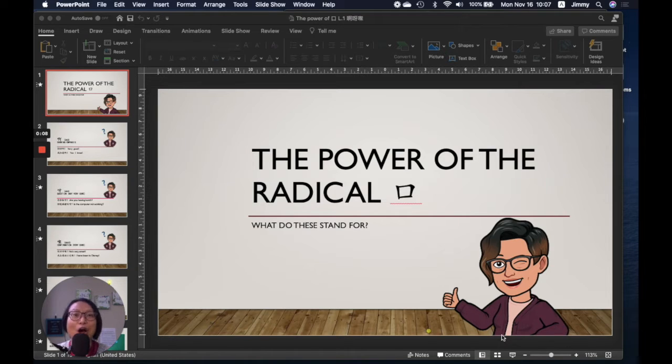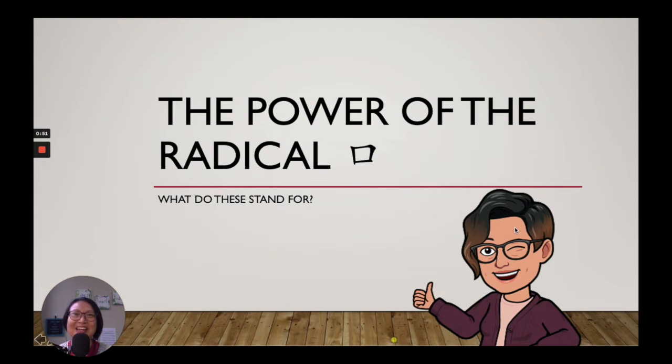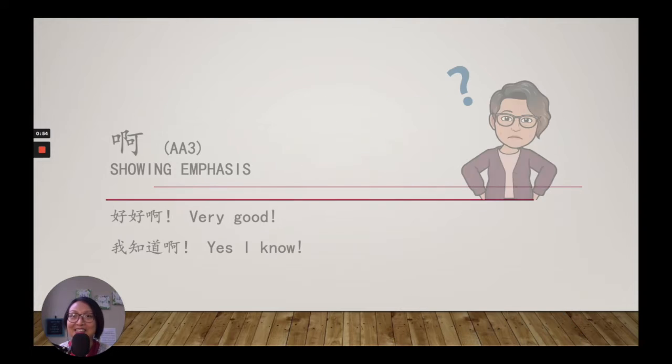It is the radical 口. You know, 口 means mouth, right? And a lot of Chinese words that talk about emotions have this radical 口. Today there are three words that I really want to share with you, because with just this one word individually, they are going to make the whole sentence have a different meaning. It's something really cool about Chinese. So today we are going to look at the power of the radical 口, and we'll just focus on three today. Let's take a look.